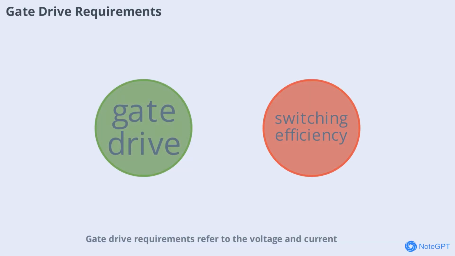Gate drive requirements refer to the voltage and current needed to switch the MOSFET on and off efficiently. Proper gate drive ensures fast switching and minimizes losses. Designers must match gate drivers to MOSFET specifications, especially in high-power applications, to achieve reliable and efficient operation.